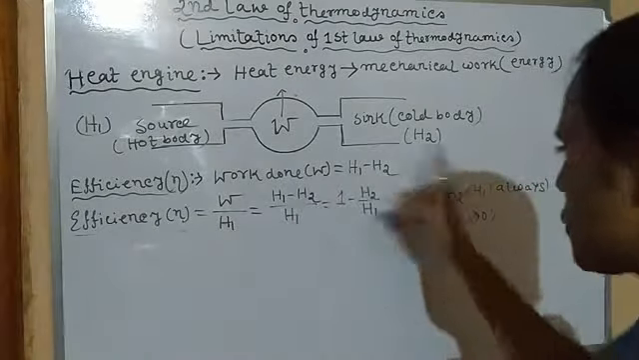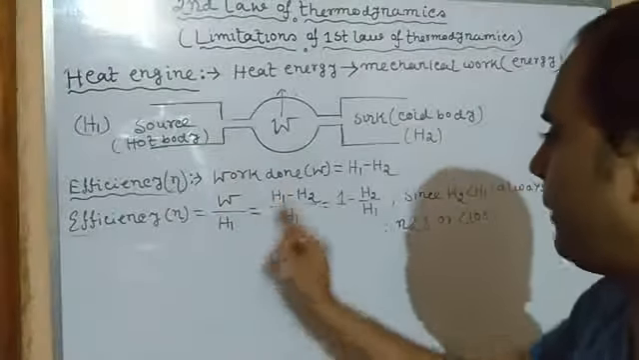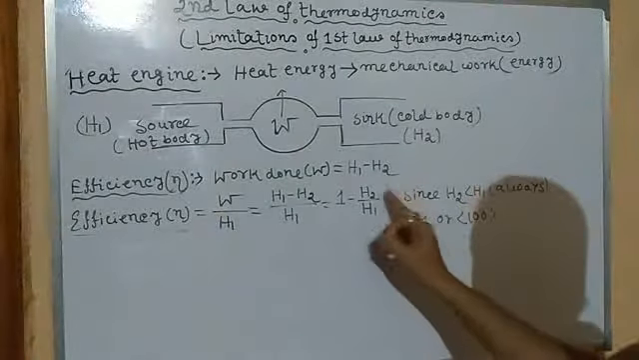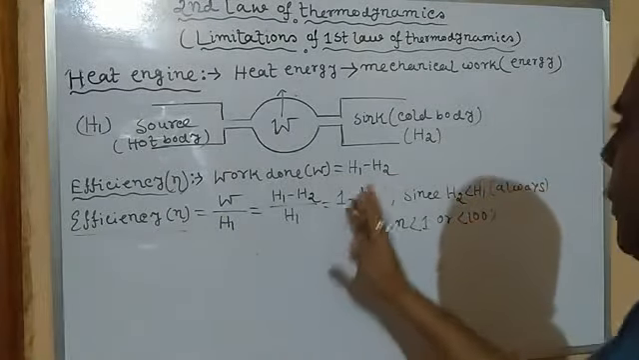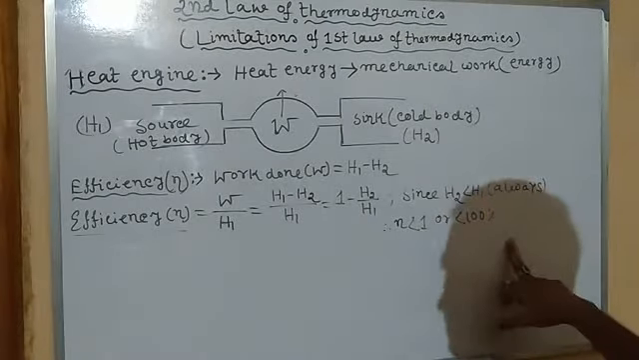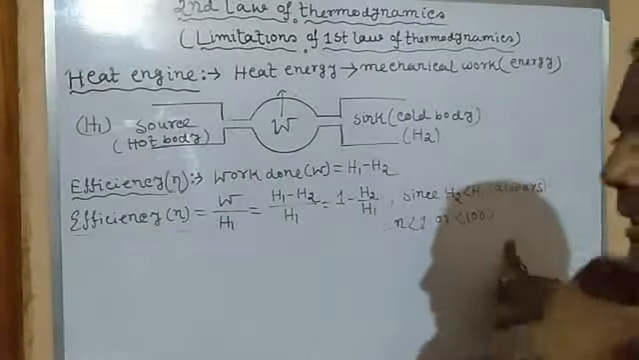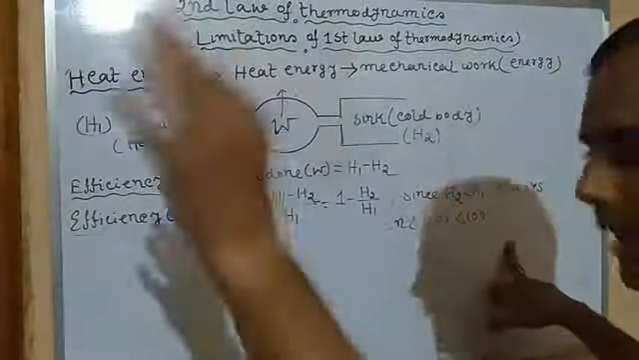It is impossible. So that's why any machine cannot convert all the heat totally into work done, because you can see from the equation that H2 is always less than H1. So it means efficiency will always be less than 1, that is 100%. So that's why any self-acting machine cannot transfer all the heat entirely into work done. Clear? So this is the heat engine.